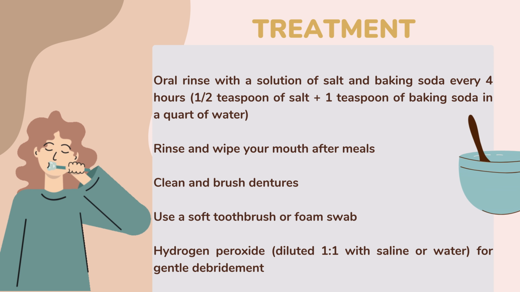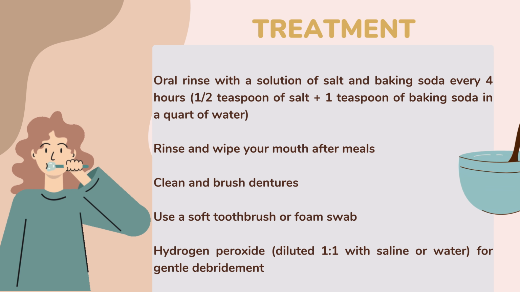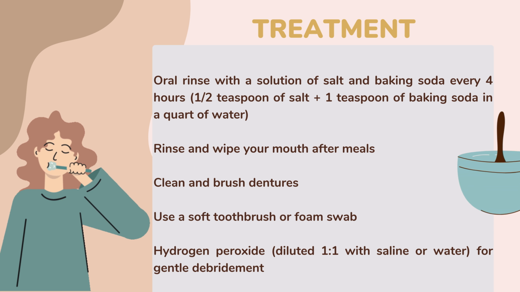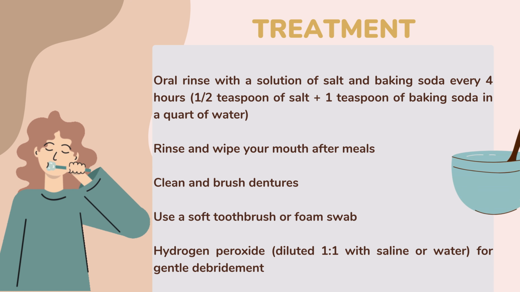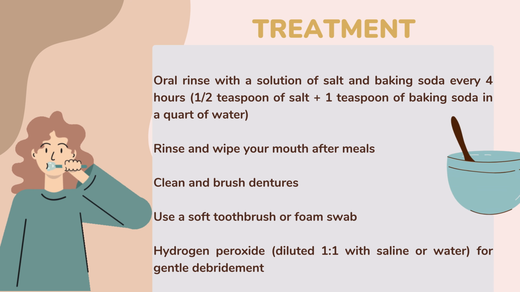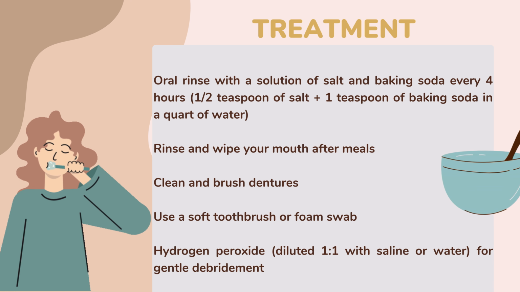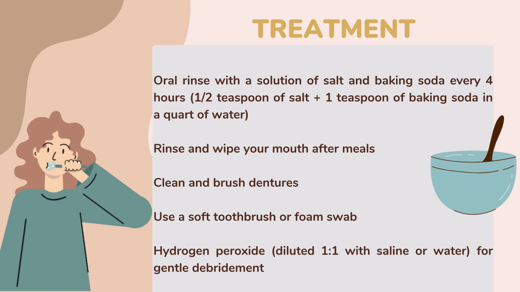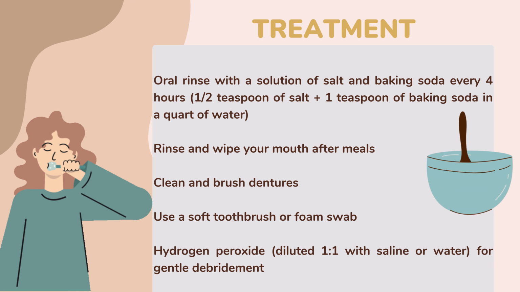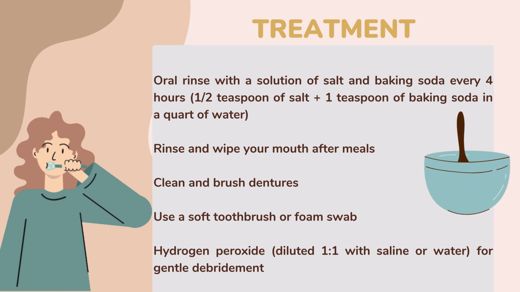Rinse and wipe your mouth after meals. Clean and brush dentures often to remove plaque. Use a soft toothbrush or foam swab to clean teeth effectively. You may use hydrogen peroxide for gentle debridement for a short period. Make this by diluting hydrogen peroxide with saline or water in equal portions.